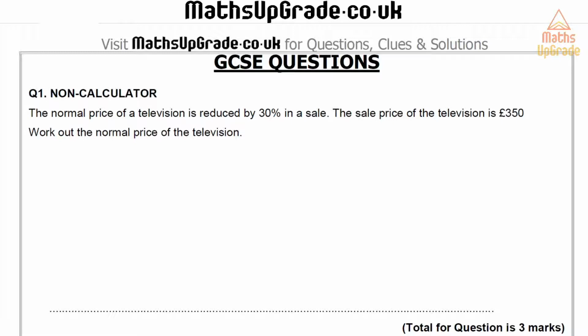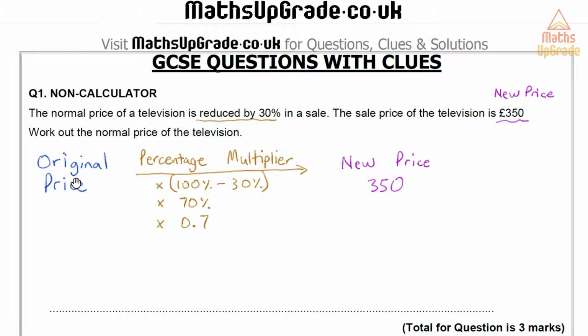We're told that the normal price of a TV is reduced by 30% in a sale. The sale price of the TV is £350. We need to work out the original price. So in all these questions you need to find the percentage multiplier. The original amount is 100%. The new price is 70%.